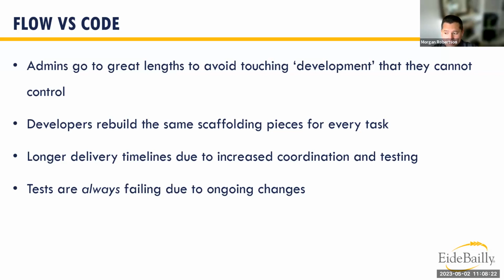Developers are frustrated, right? They have to rebuild the same scaffolding pieces every single time that someone wants to use the same or similar functionality. I've got to create a trigger. I've got to create a trigger handler, or I've got to create a Visualforce page with a button to display this. So developers are frustrated because they're having to redo the same tasks over and over again. The coordination just increases timelines and testing requirements, and it's just taking long to get functionality out.